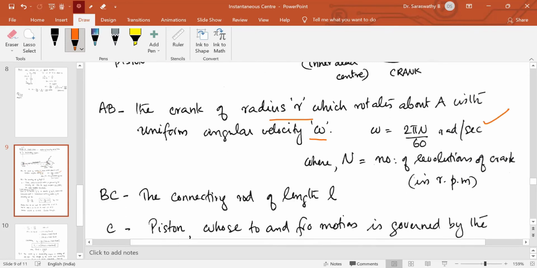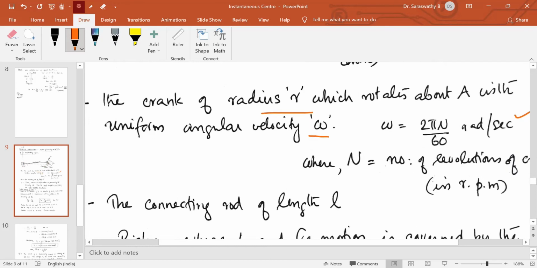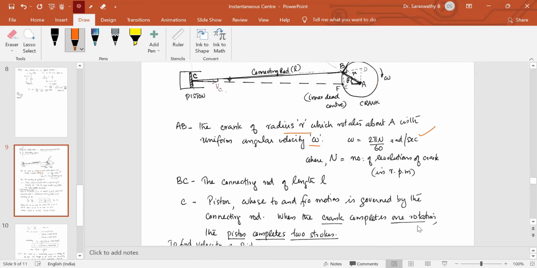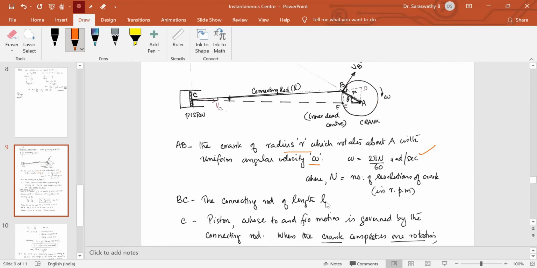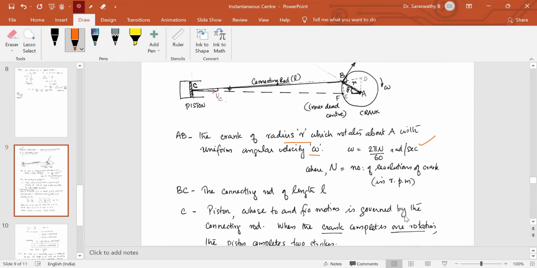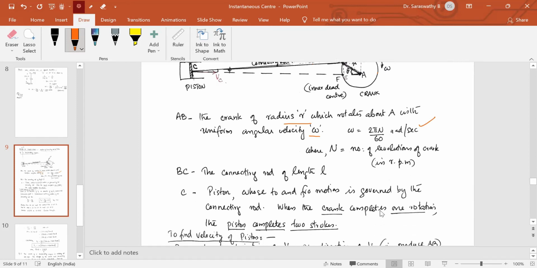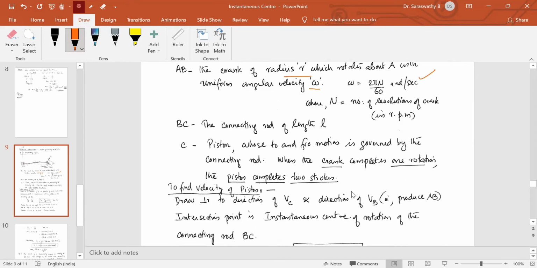And BC is the connecting rod of length L. The length of the connecting rod is L. C is the piston, whose to and fro motion is governed by the connecting rod. When the crank completes one rotation, the piston completes two strokes. So these are the things which we have discussed now. Now the question is to find the velocity of the piston.